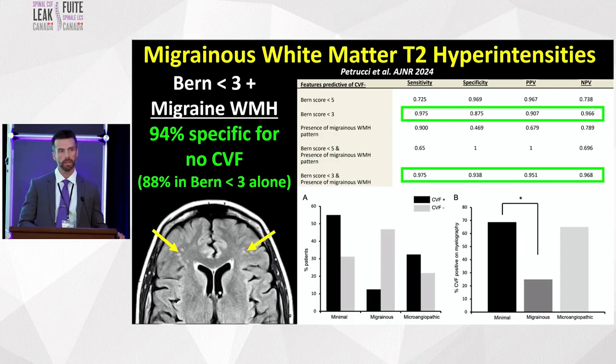We also looked to see, are these migrainous T2 FLAIR hyperintensities in the bifrontal white matter a helpful negative predictor? These are classically described as associated with migraine headache. And we found that when the patient had these migraine dots in their bifrontal white matter and also had a Bern score of 2 or below, this was more specific for us not finding a leak than a Bern score of 2 or below alone.